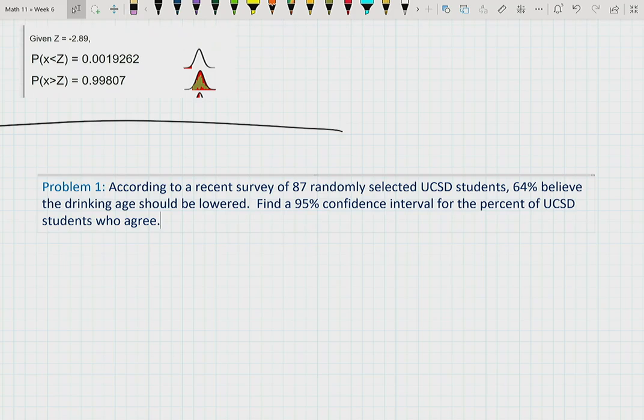Is it really 64%? Well, if this is all we have to go on, then certainly our best guess is that 64% of UCSD students feel that the drinking age should be lowered. But how sure am I about that? I'm going to try to find a confidence interval, or in other words, a margin of error, where I can say that I'm 95% confident that the actual number of UCSD students that feel this way is in this interval. That is what the question of confidence intervals is about.